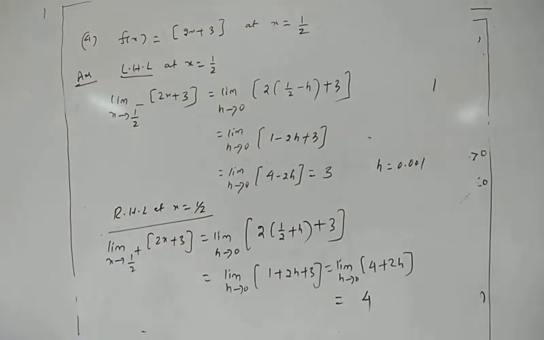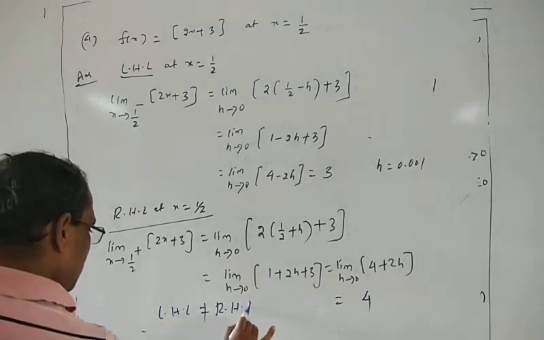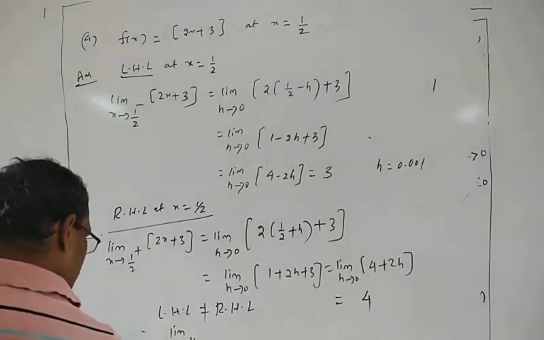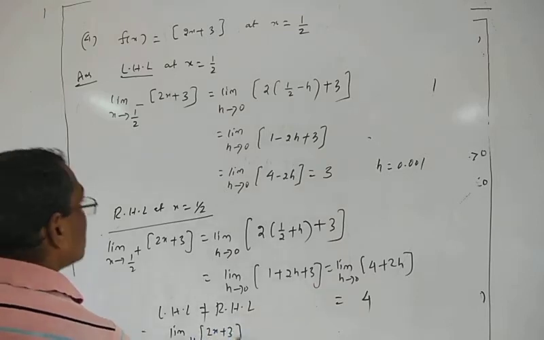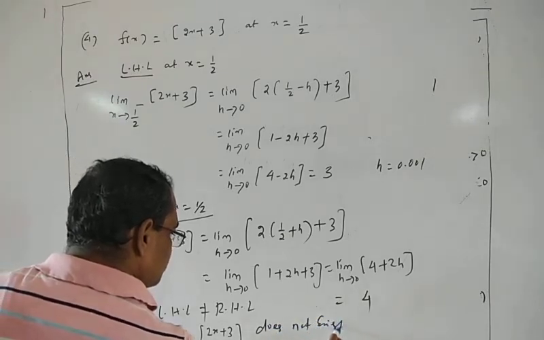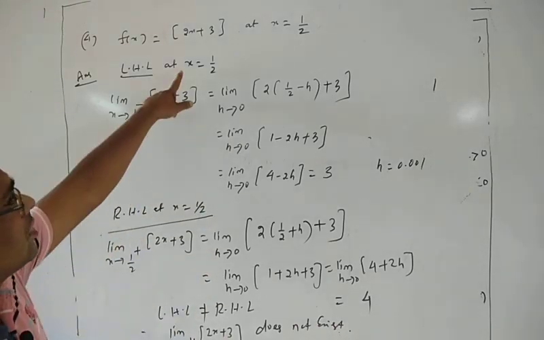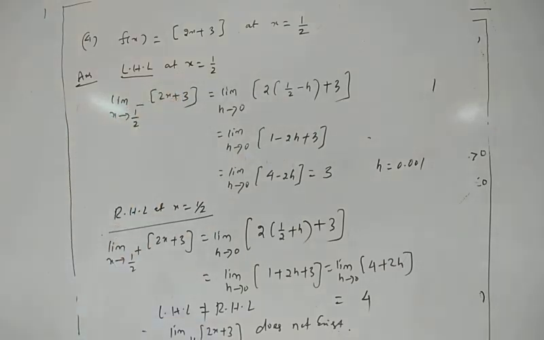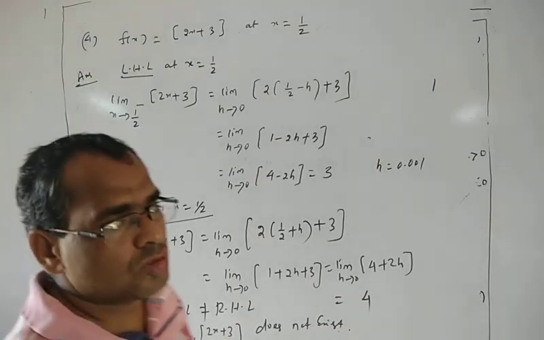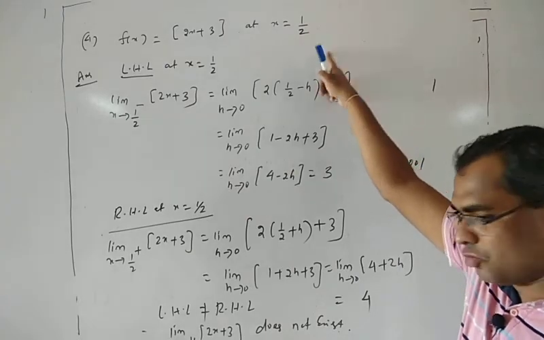So LHL is not equal to right hand limit. That means the limit x tends to 1/2 of bracket 2x plus 3 does not exist. If the limiting value does not exist, it is not necessary to find the value of the function. So clearly this function is discontinuous. So f(x) is equal to bracket 2x plus 3 is discontinuous at x is equal to 1/2.